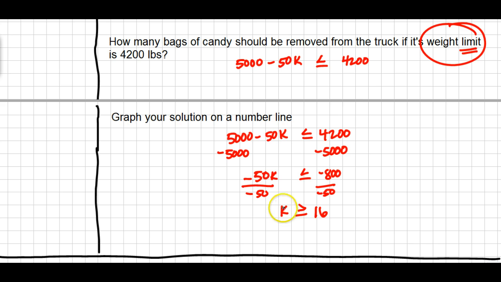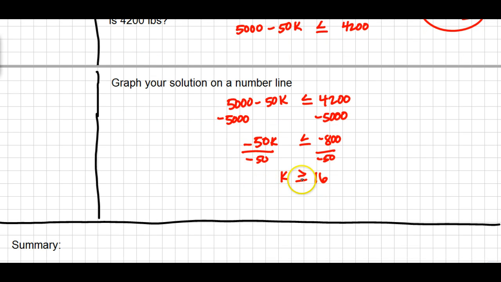So the driver of the Skittle truck needs to remove a minimum of 16 bags in order for it to reach the proper weight limit. If it removes more than 16, it will be well below the weight limit, but it must remove 16. This is a single inequality, or another word for it is an interval. And so when we graph it on a number line, we simply need to include where 16 is and then draw our arrow one direction. This is not a compound inequality, so we won't get a dumbbell or a barbell, and we won't get two arrows pointing in opposite directions. We'll simply have one arrow.